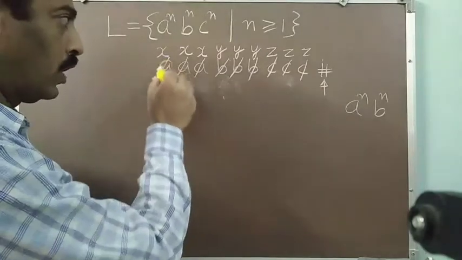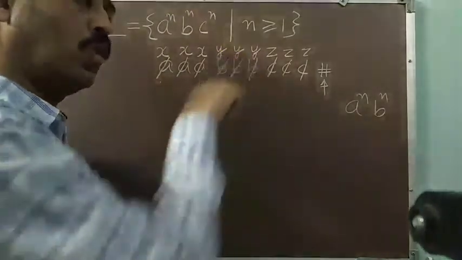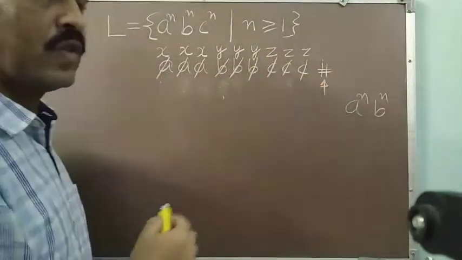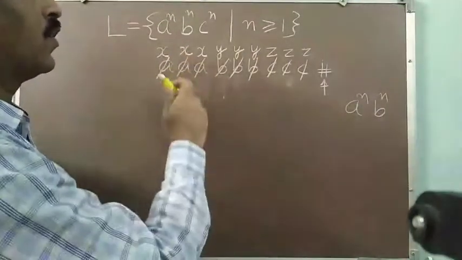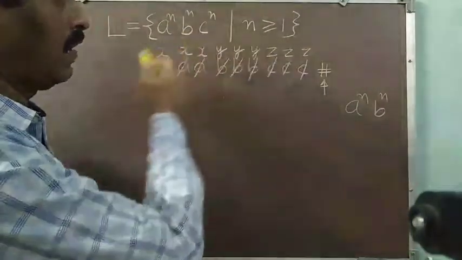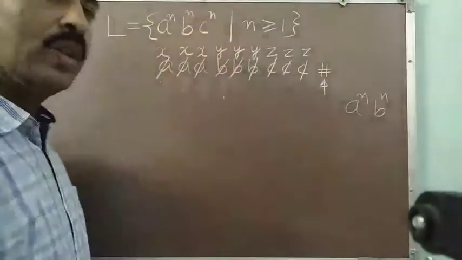And because corresponding to each A, I have converted one B to Y and one C to Z, it simply means that the number of A's, number of B's and number of C's in my string are equal, which was a required property for my language. So in this manner, I will be processing my strings over the Turing machine corresponding to this language.